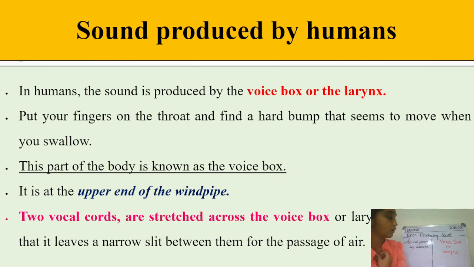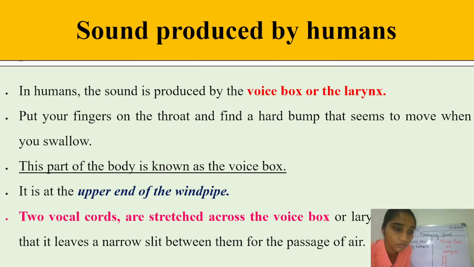The windpipe you have already studied, what the windpipe is, right? So this part is known as the voice box, and the two vocal cords are stretched across the voice box or larynx in such a way that it leaves a narrow slit between them for the passage of air. What is happening? Two vocal cords are there. You can think that in the voice box we have two vocal cords, right? And they leave a narrow slit for the passage of air so that the sound can be produced.